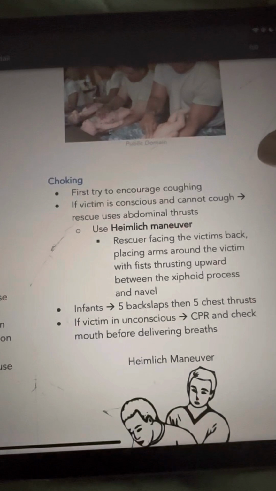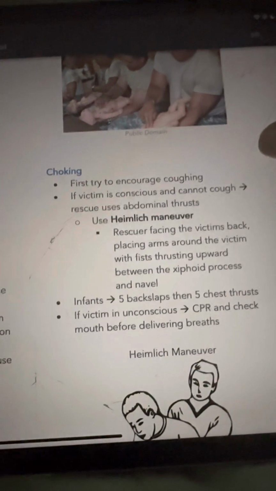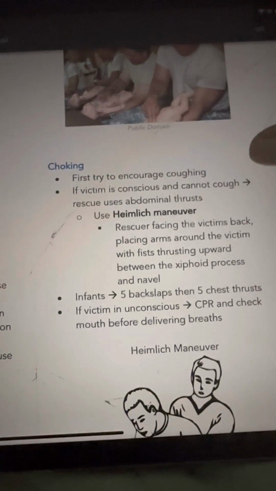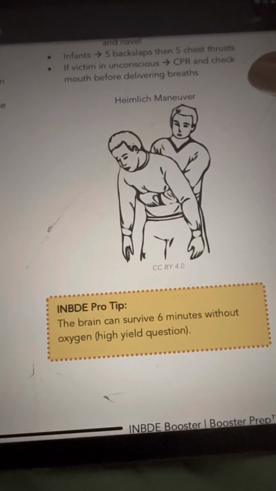If the victim is unconscious, perform CPR and check the mouth before delivering breaths. The brain can survive 6 minutes without oxygen.